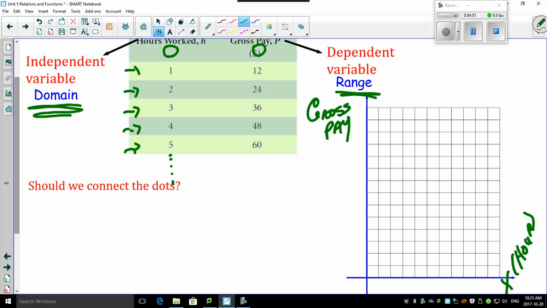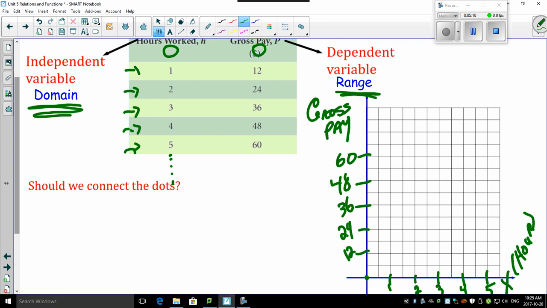So you know and I know you're going to start off at 0, 0. But how are you going to put this graph together? Well, I'm going to skip. There's 1, there's 2, there's 3, there's 4, and there's 5. And then we're going to go up by 12s. So there's 12, there's 24, there's 36, there's 48, and finally there's 60.